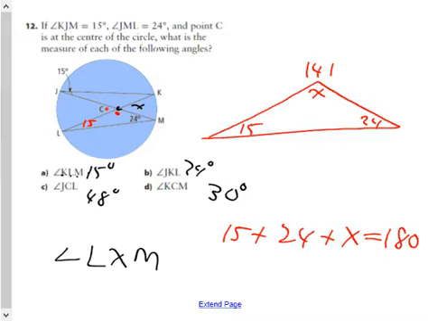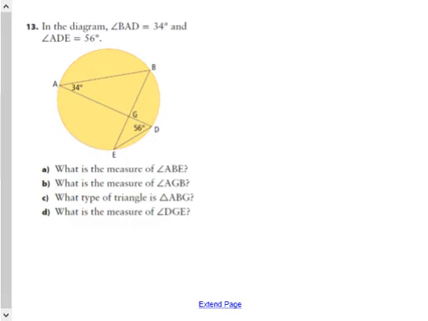Okay, that's an aside. Question 13, what is the measure of angle ABE? ABE, this one right here. What is the measure of this? Since A and E are connected to D and A and E are connected to B, they're the same degrees, which means this is 56 degrees.